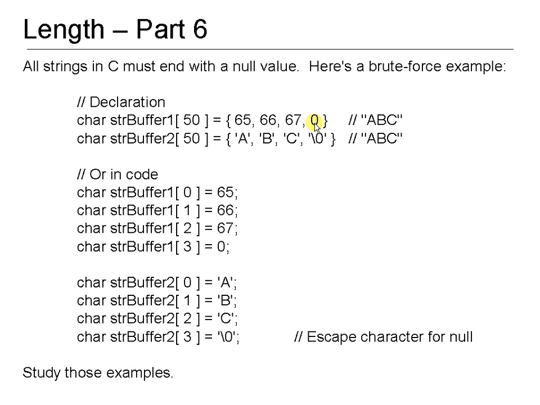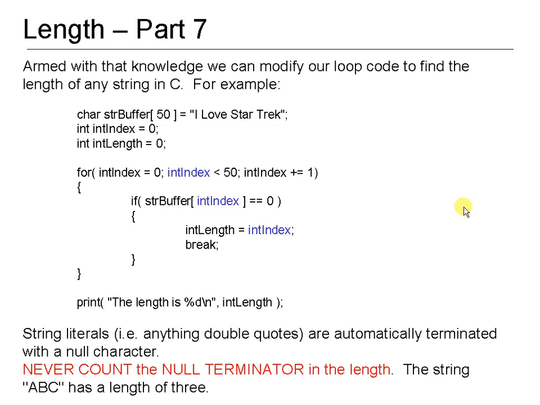Because we must somehow mark the end of every string. And we have to use some sort of character that doesn't show up in normal English usage, like a period or semicolon or anything like that. So we have to use something that is not used in normal English. So we use a special character called null. Armed with that knowledge, we can modify our loop code to find the length of any string in C while the program is running.